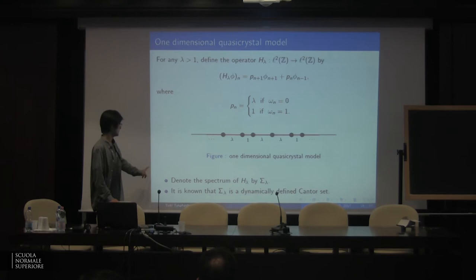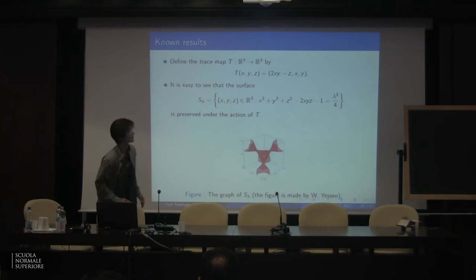And this spectrum, it's known that it is dynamically defined at most. And why is that? Let me explain the known results. In the known results, everything is about hyperbolic dynamics. So it was about spectral theory, but everything can be explained in terms of hyperbolic dynamics, which is surprising. Anyway, all are known results. So let us define a map called the trace map by this.